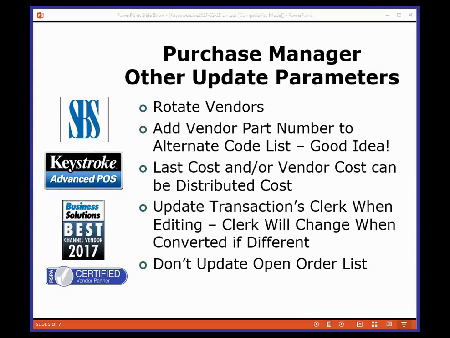You can also choose to add your vendor part number to your alternate code list. This is a great idea. It's real easy. It'll do it all the time. And it makes it easier if you do need to find an item by the vendor part number versus a UPC code.